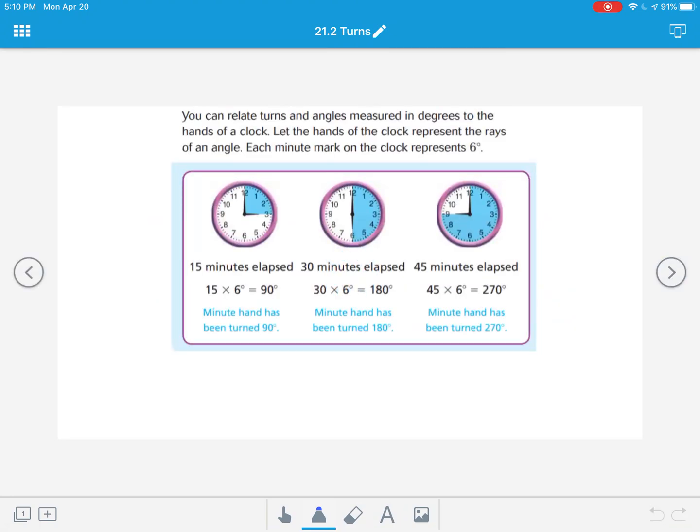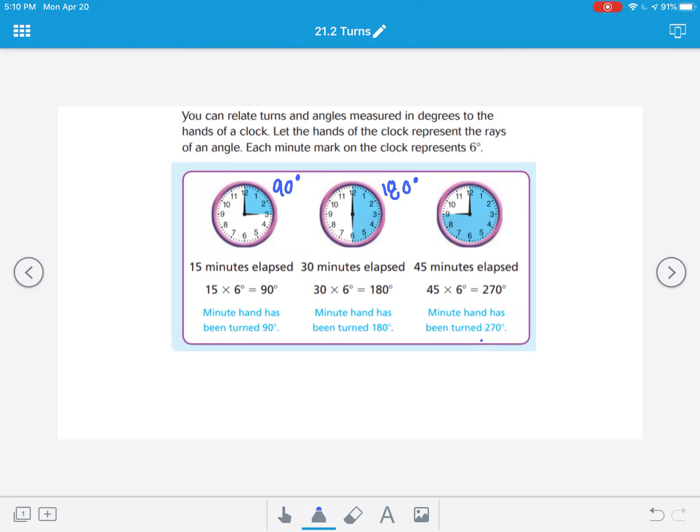Let's take a look at a clock to show how this works as well. So as you're looking at these turns, I want you to imagine a clock and the clock hands sticking out in different directions. So think about when we talk about hours, a full hour would be a full turn, or 360 degrees. A quarter of an hour would be a quarter turn, which would be 90 degrees. A half hour would be a half turn, which is 180 degrees.